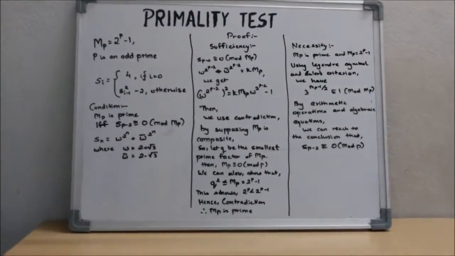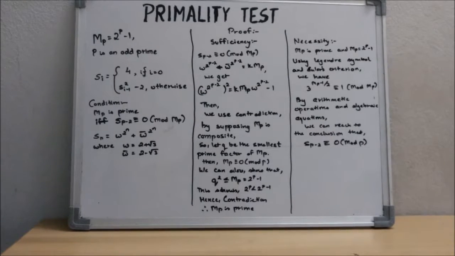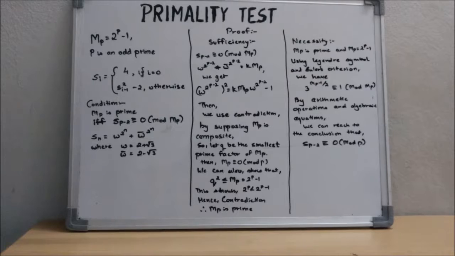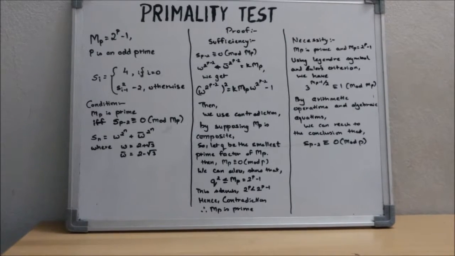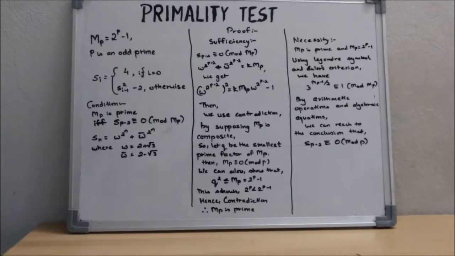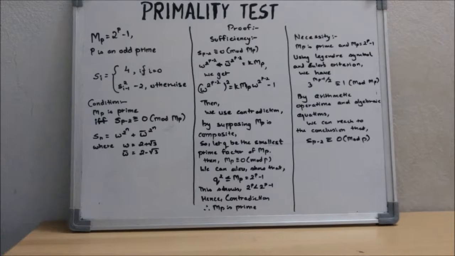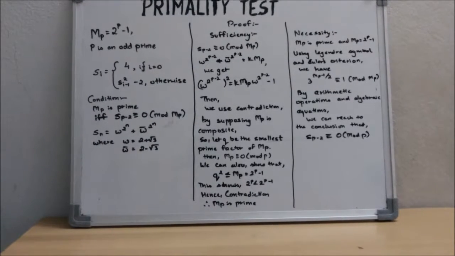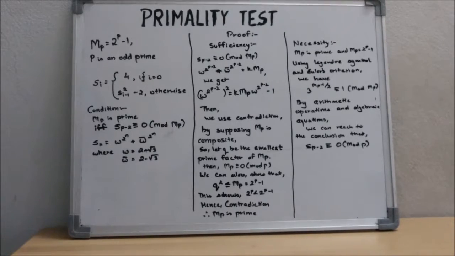Now we consider the sequence: Si equals 4 if i equals 0, and Si minus 1 squared minus 2 equals Si otherwise. Now the condition: MP is prime if and only if S p minus 2 equals 0 mod MP. Now we'll go to the proof. Sn equals omega to the power 2 to the n plus omega bar to the power 2 to the n, where omega equals 2 plus root 3 and omega bar equals 2 minus root 3.